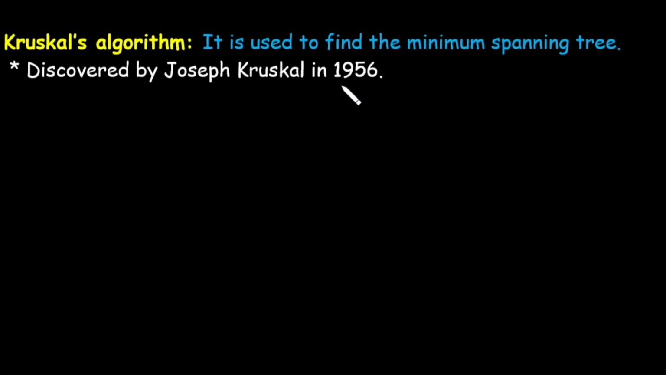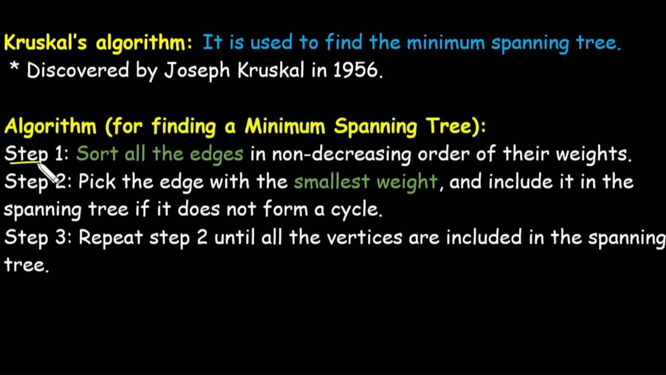How to find the minimum spanning tree by using the Kruskal algorithm? The first step is to sort all the edges in non-decreasing order of their weight. Non-decreasing order means it is either increasing or constant.